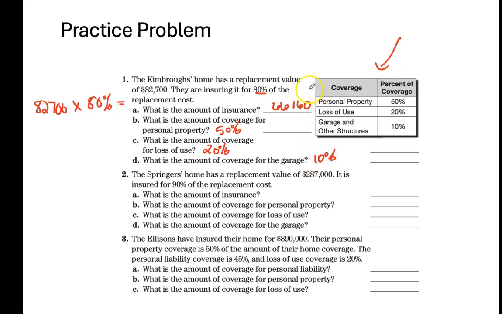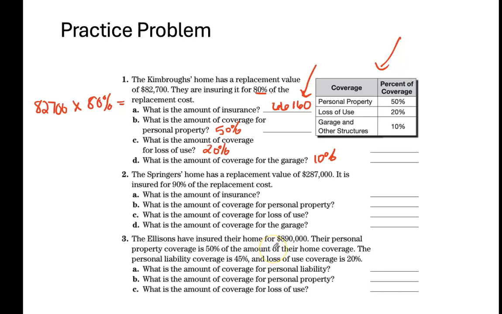So now you're going to take this number and multiply it times 50% for this answer. Same number, $66,160 times 20% for this answer. And the same number times 10% for that answer. And you're going to do the same steps for number 2. You're going to find what is 90% of this for the first one. And then, of course, you're going to do 50, 20, and 10, just like you did above.